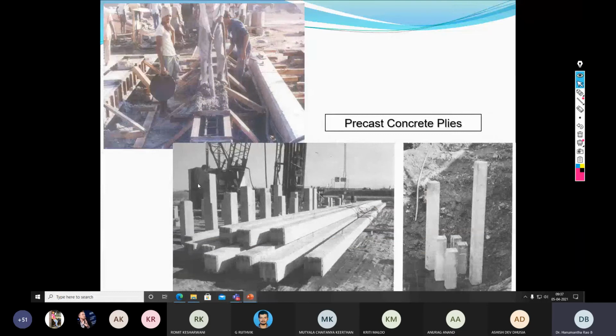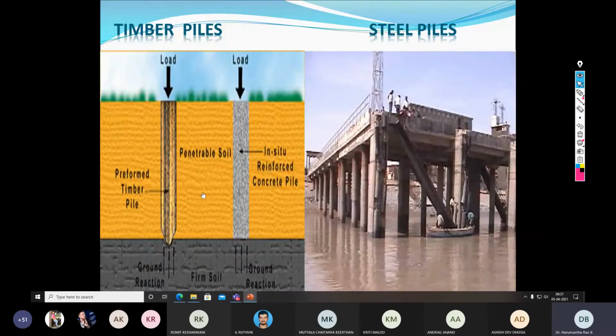This is a simple schematic showing how piles look. These are piles which have been cast on the ground, and you can imagine the length of the pile. These are the piles which have been driven into the ground. So these are also different piles. This is a structure built on the pile foundation. So all these are piles.